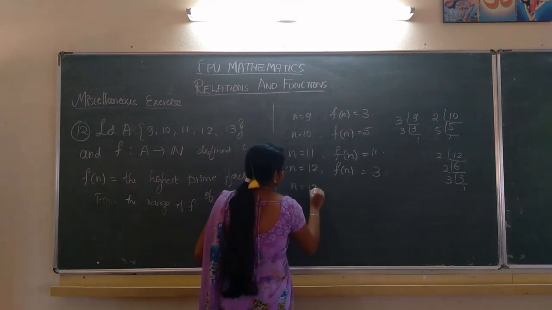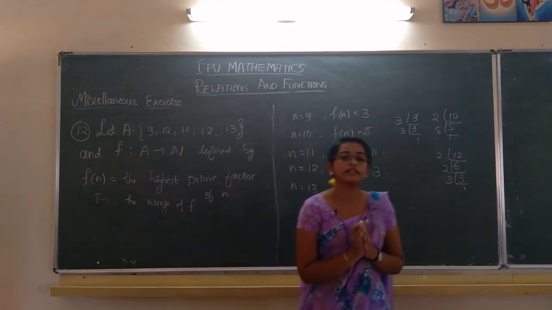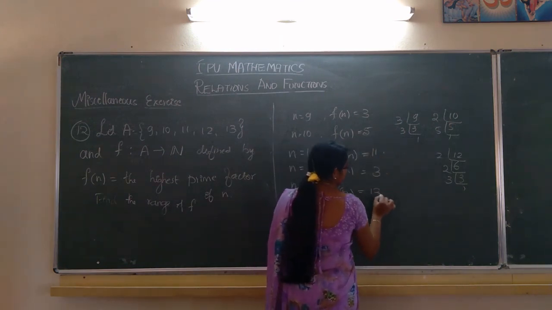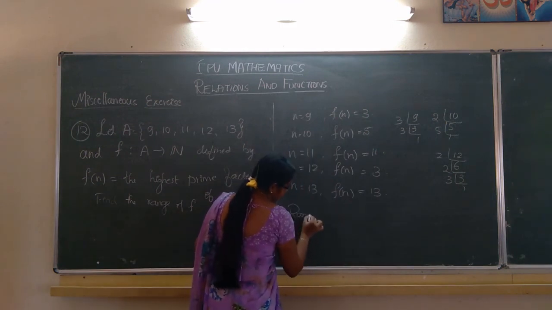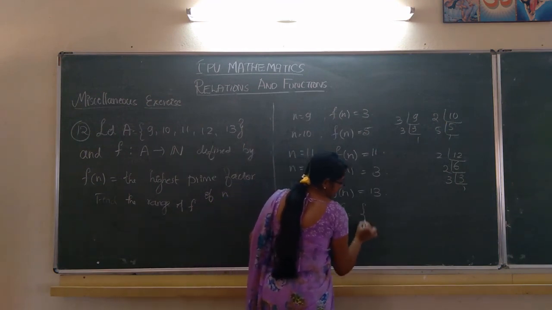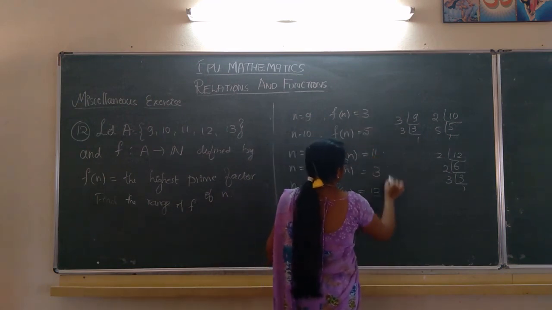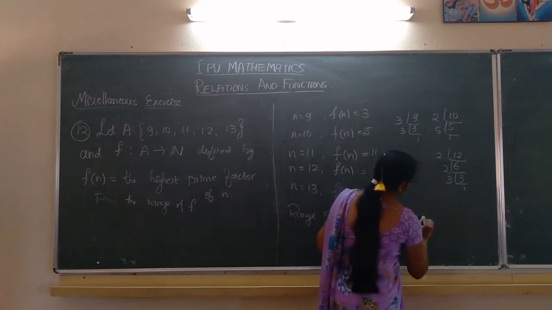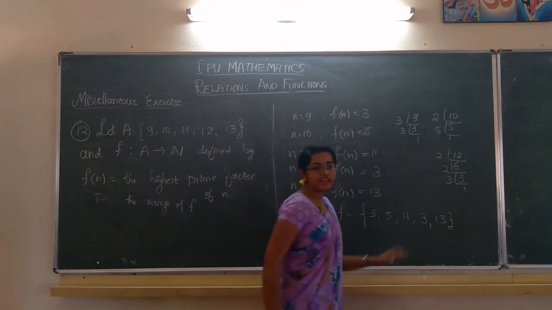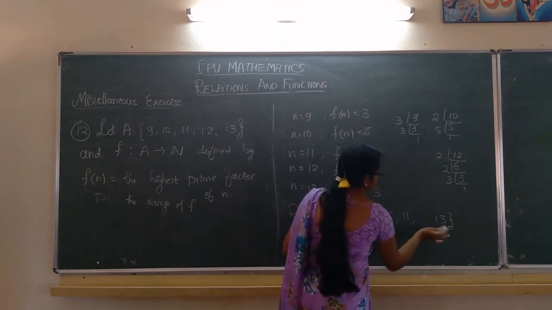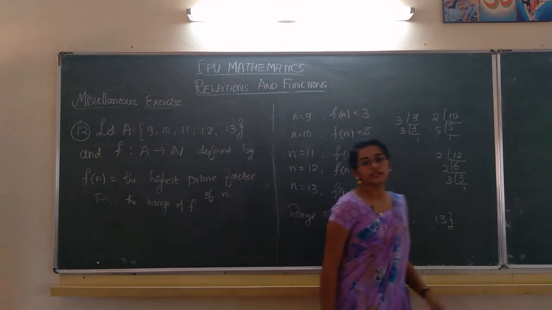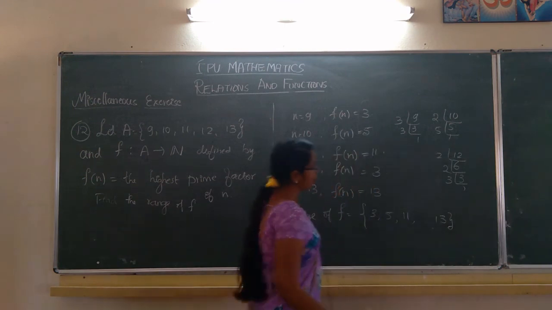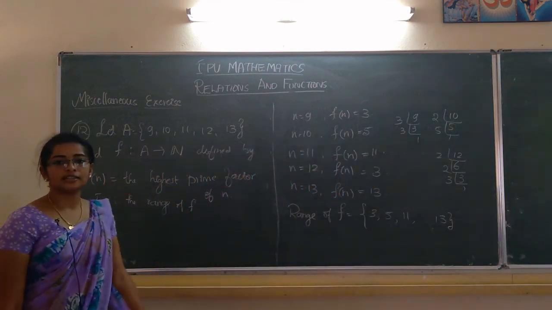Next, if I take N equal to 13, again 13 is a prime number. So I will get F of N equal to 13 itself. So the range of F is the set consisting of all these elements, that is 3, 5, 11, 3, 13. No need to write 3 two times. So 3, 5, 11, 13. This is the range set of the function F. This is how you need to answer these questions.